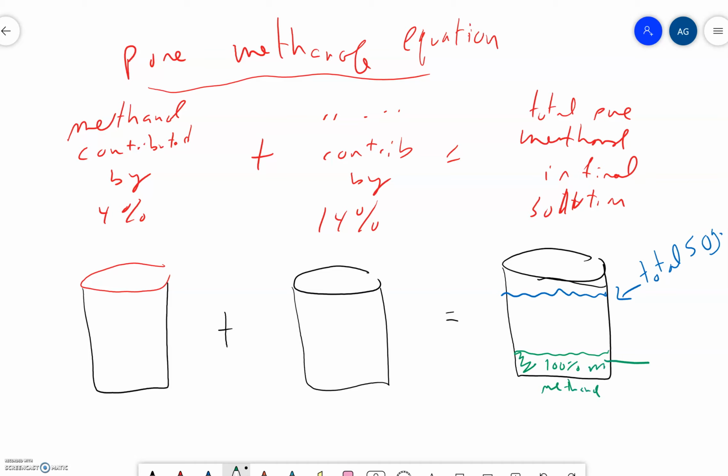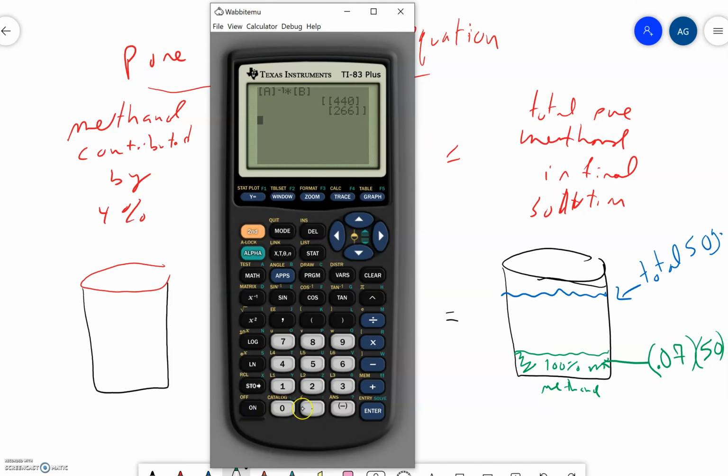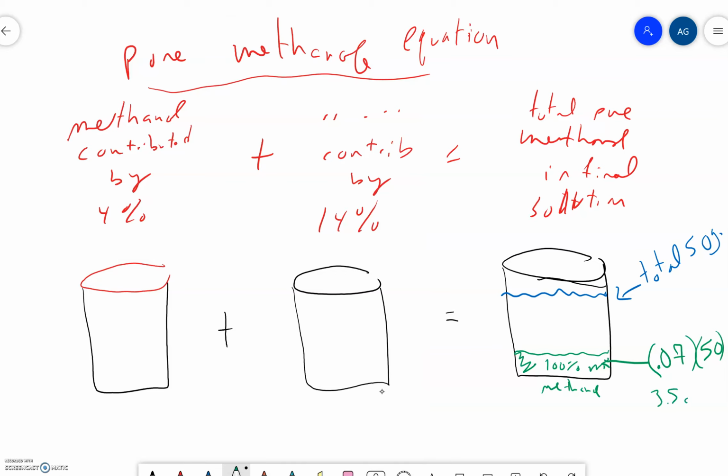Okay. And now how many gallons of this is pure methanol? Well, it would be, that's 7%, so that's 0.07 times 50, and I'm just doing this to get you comfortable with the idea. So this is 3.5 gallons. 3.5 gallons of pure 100% methanol is what we are going to end up with. And I got that by multiplying the percentage times the total.